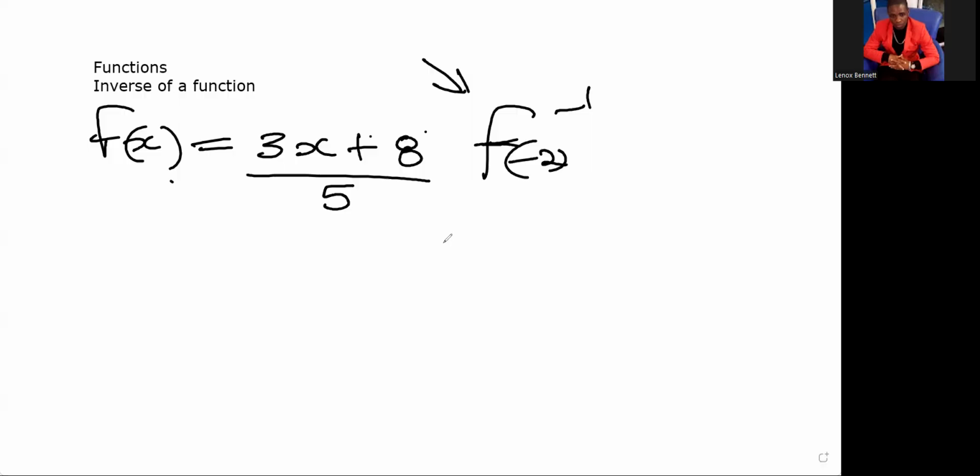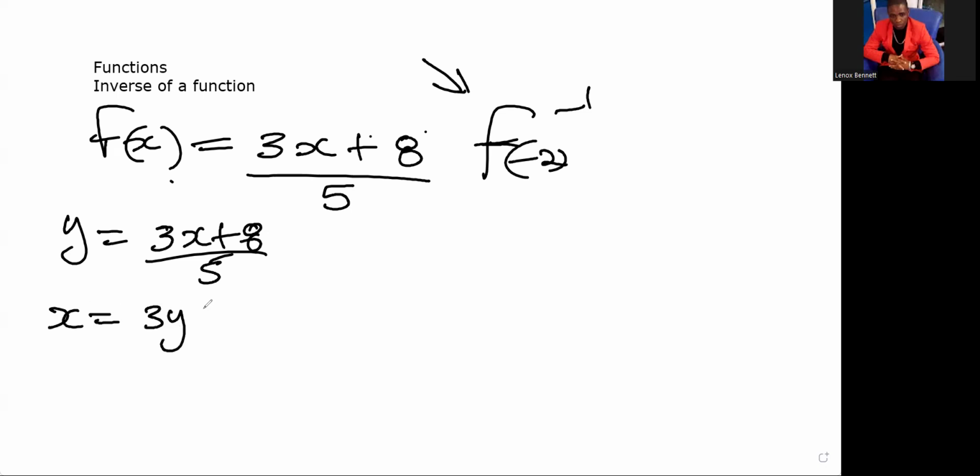All right, so find the inverse first, right? So change the function to y, interchange x for y and y for x. So anywhere x is, we put y, anywhere y is, we put x. And from here, we solve for y.